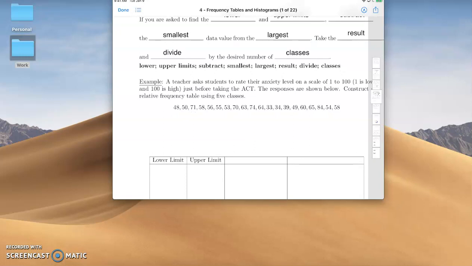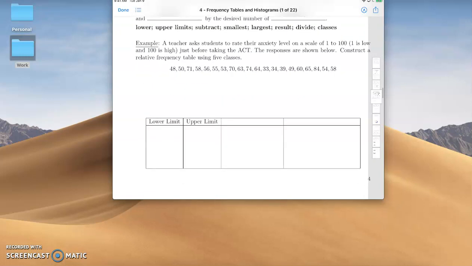So here's an example. A teacher asked students to rate their anxiety level on a scale of 1 to 100. 1 is the lowest and 100 is high, just before taking the ACT. The responses are shown below. Construct a relative frequency table using 5 classes.